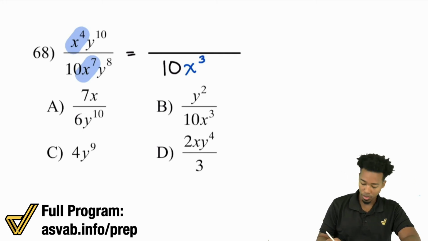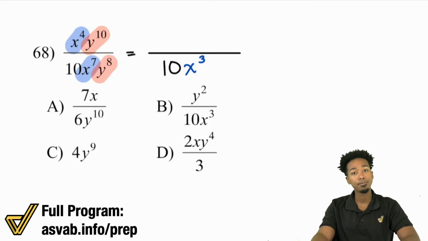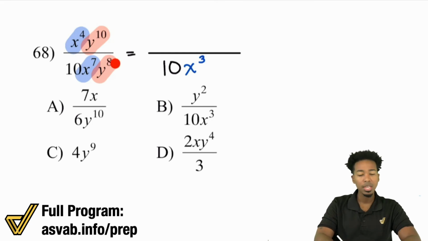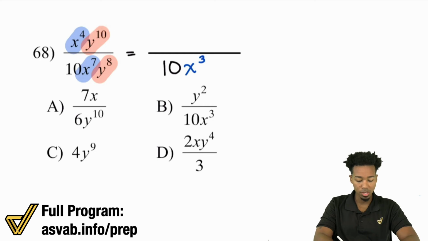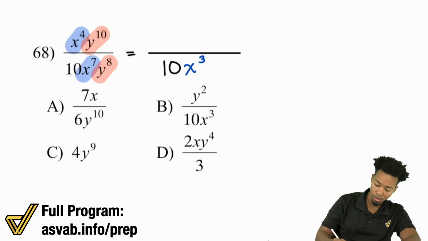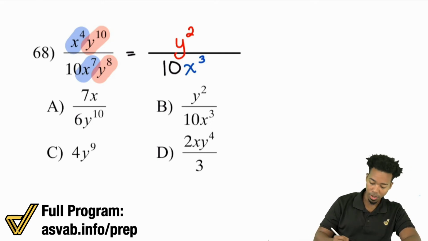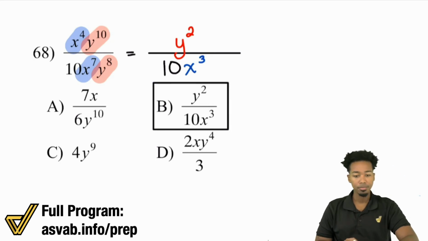Then from there, we're gonna go ahead and take care of the y to the power of 10 divided by y to the power of 8. Again, the rule is subtract. And so we see that we have 10 up top, 8 on bottom. But where will the leftover remain? In the numerator, because you have 10 here and only 8 here. So 8 cancels here, 8 cancels there, leaving you with 2 more on the top. And there it is. There's our final answer: y squared over 10x to the power of 3. Right there. There's the answer.